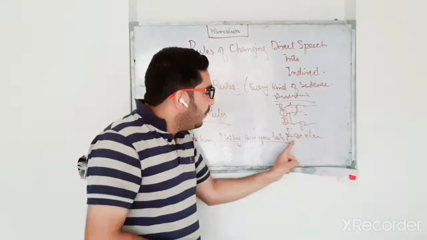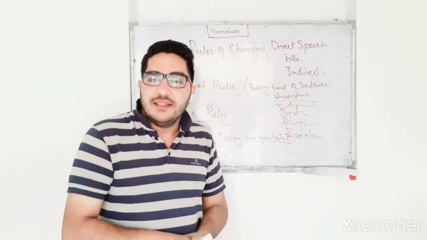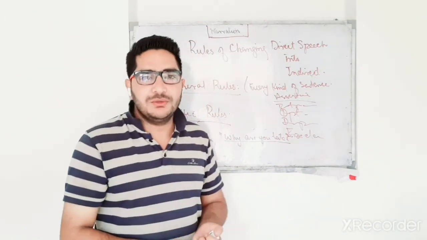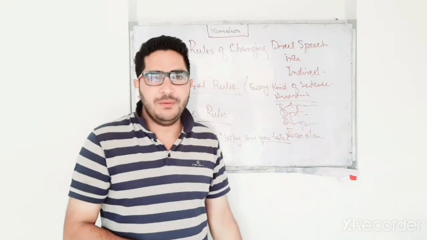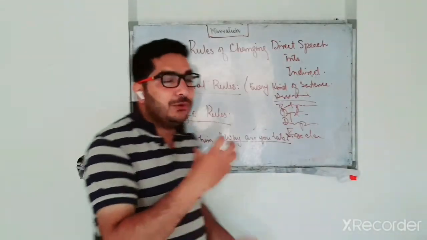For example, when we change exclamatory sentences, certain rules are followed there, and those rules are not followed in any other kind of sentence. That is what specific rules are.